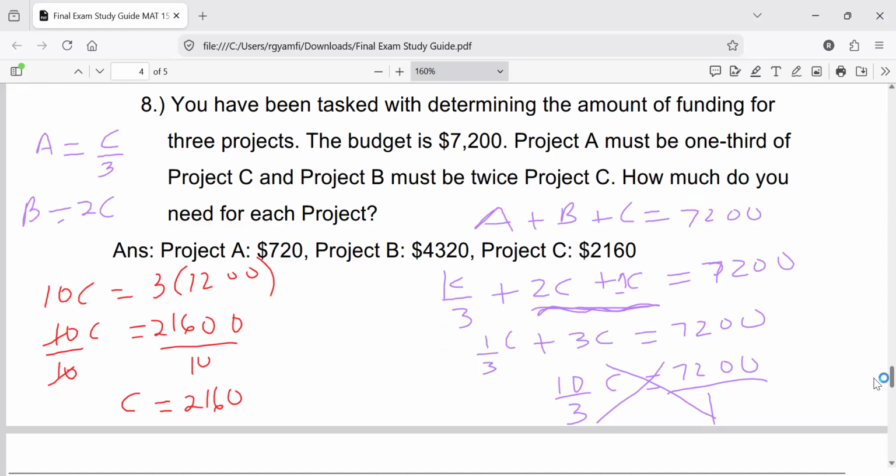Now I've got my C, the project C amount. Now I've got to find B. B is 2C. And then C is that. So B equals 2 times 2,160. And that will give me $4,320.